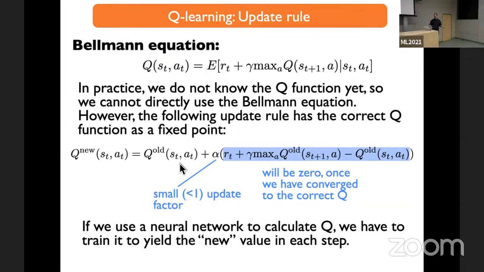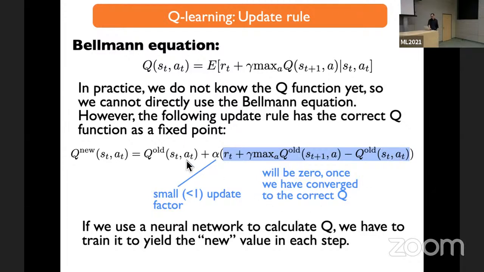If I am finally at the fixed point, if I do fulfill the Bellman equation, then on average over many trajectories, that's the meaning of the expectation value, this first piece is equal to the last piece. So the whole update will be zero. So I am at the fixed point, and nothing changes anymore. So that's nice. That's the Bellman equation and the update equation.